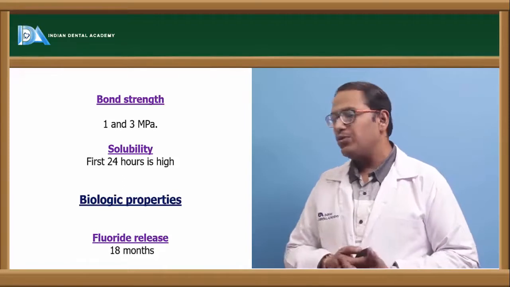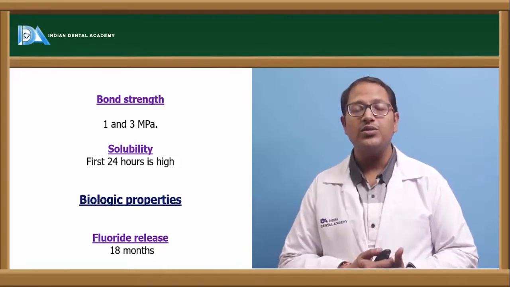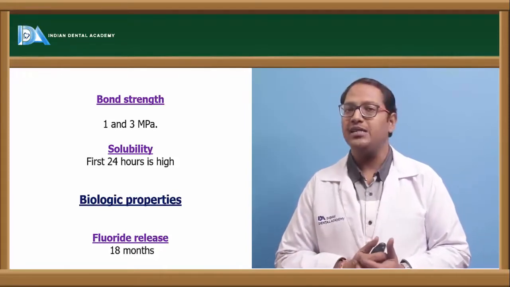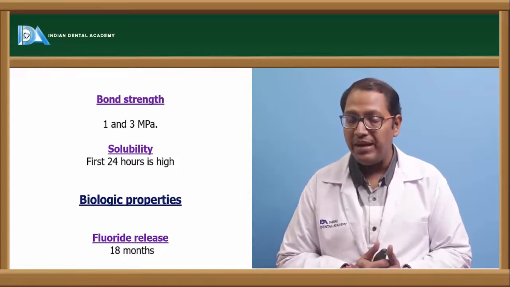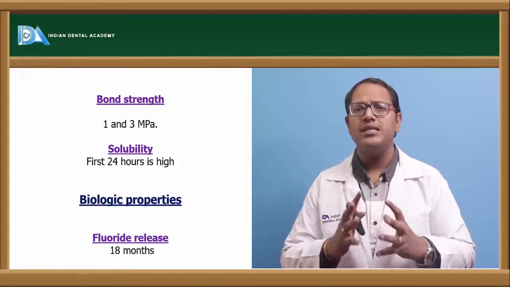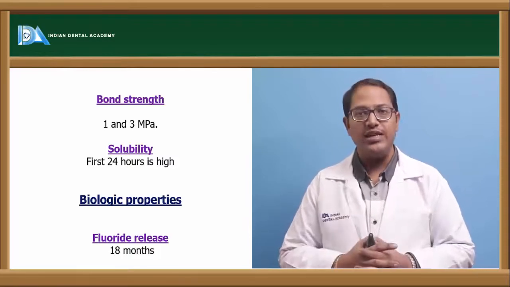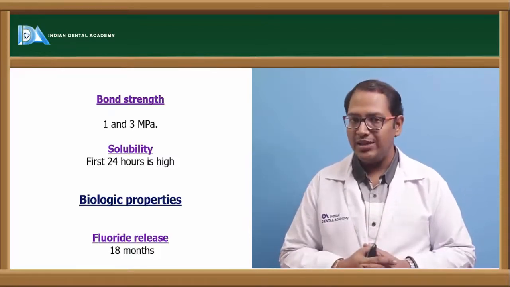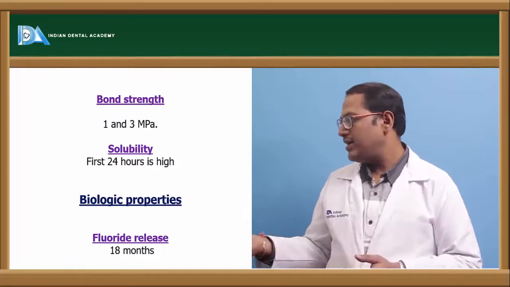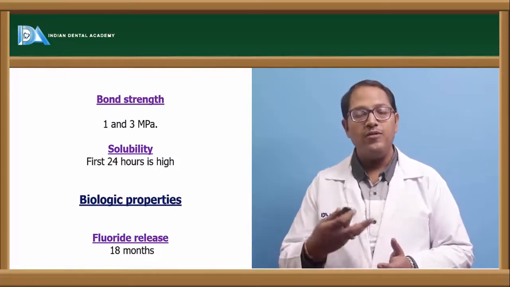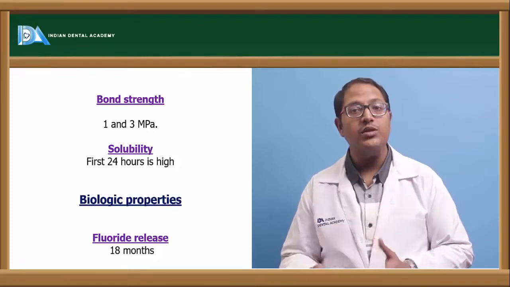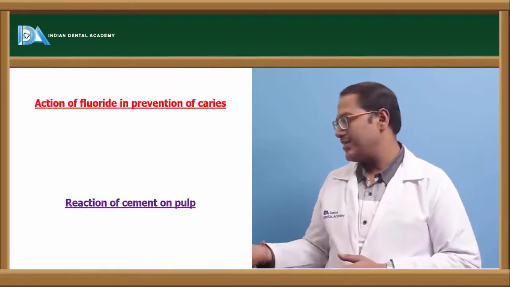Coming to biological properties, because of the release of fluoride ions by glass ionomer cement, it's considered the best cement as a luting agent. Why? Now this fluoride ion which is released, it is cariostatic in nature. We'll come to that topic in some months. And how is that fluoride ion released? Till what extent? Till 18 months it is released.